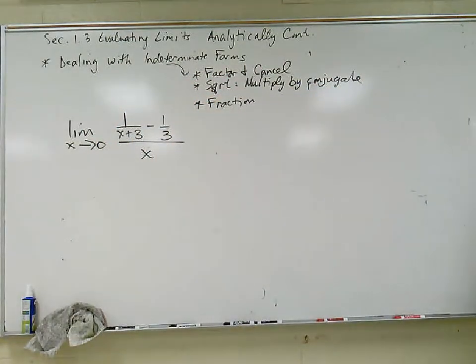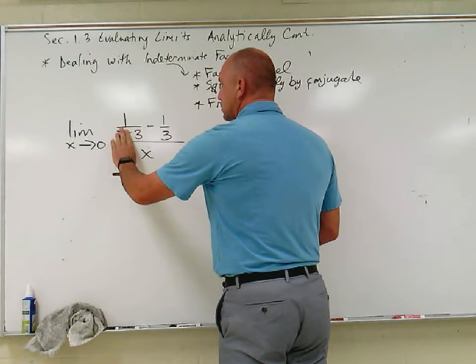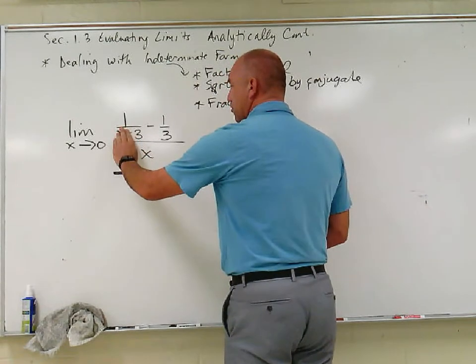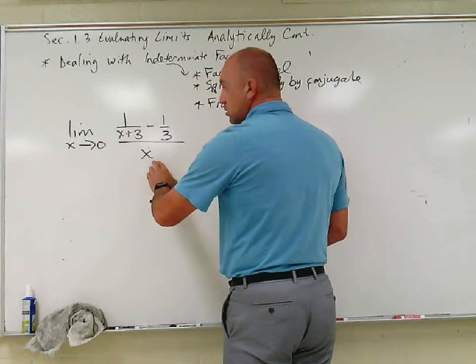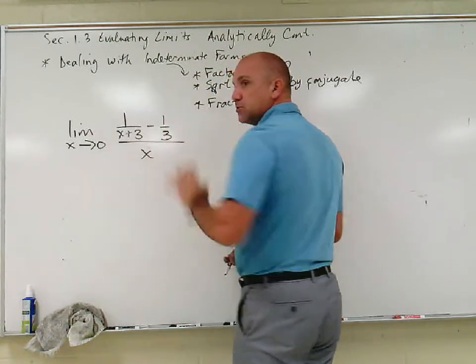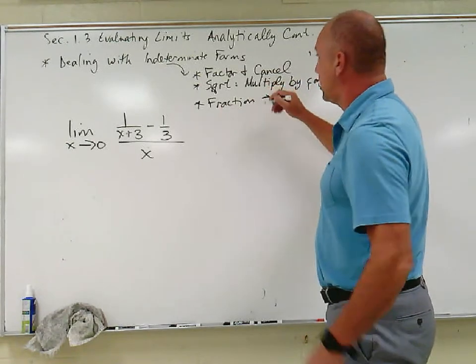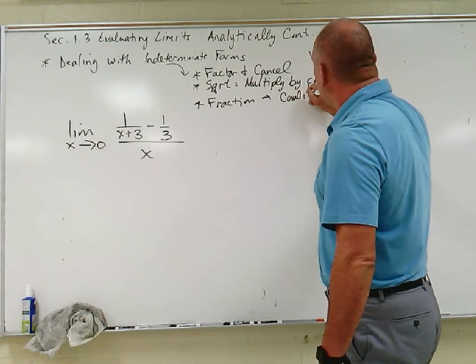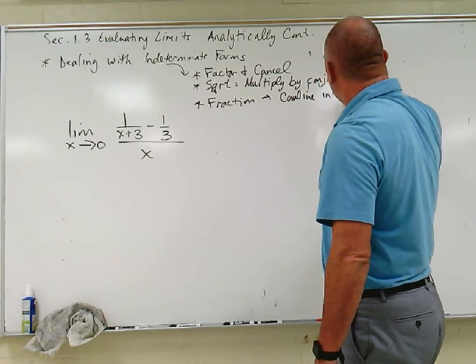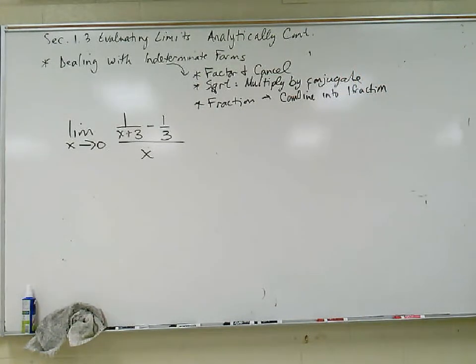But direct substitution doesn't work because the top goes to what? Plug in a 0, 1/3 minus 1/3 is zero. Plug in a 0 on the bottom, it goes to zero. All that fraction up there is the top. So your method on this, when you have a fraction and you're getting 0 over 0, is combine into one fraction. Okay, combine into one fraction.